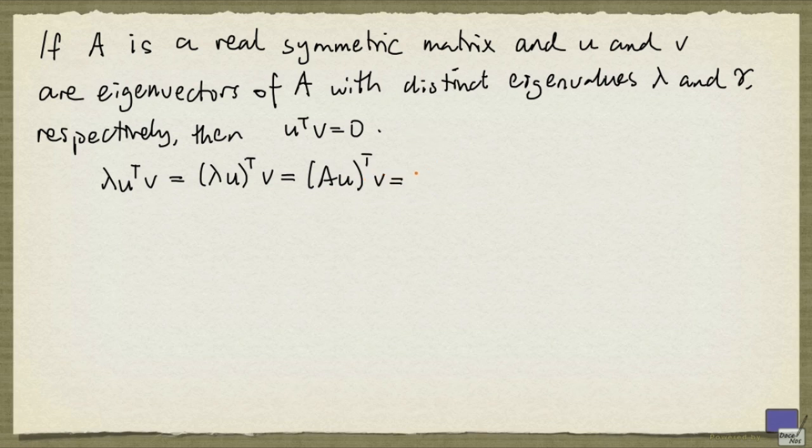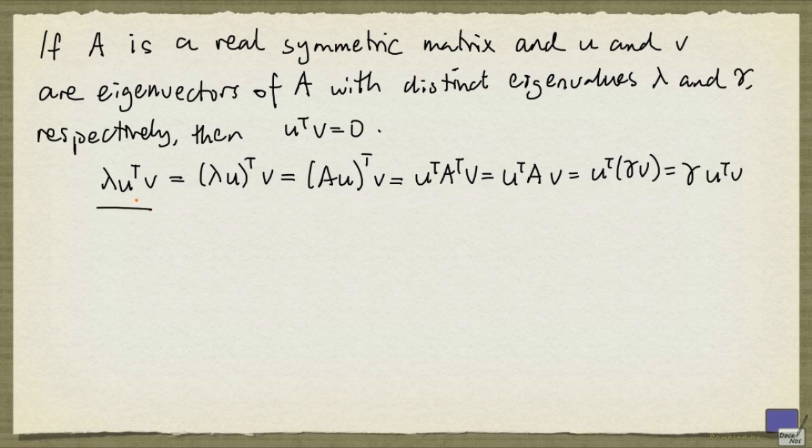And expanding the transpose, we have U transpose times A transpose times V. But A transpose is the same as A because A is symmetric. So this is the same as U transpose times A times V. And now A times V is gamma times V. And so this is equal to gamma times U transpose times V. And so I have established that lambda times U transpose times V is the same as gamma times U transpose times V. And if U transpose times V is non-zero, then lambda is equal to gamma, which is a contradiction. And so U transpose times V must be 0.